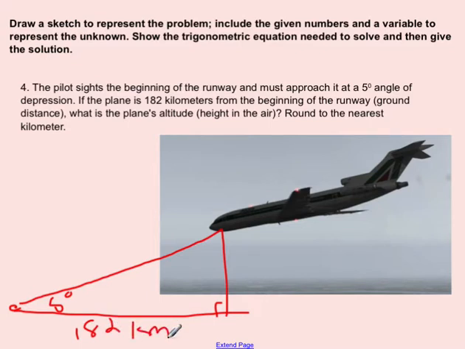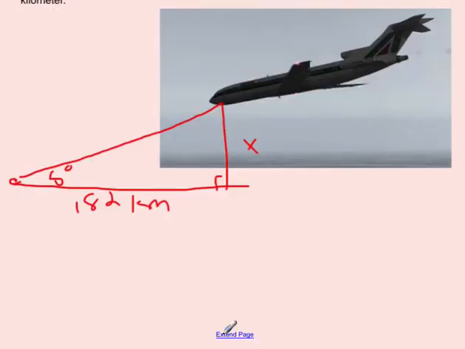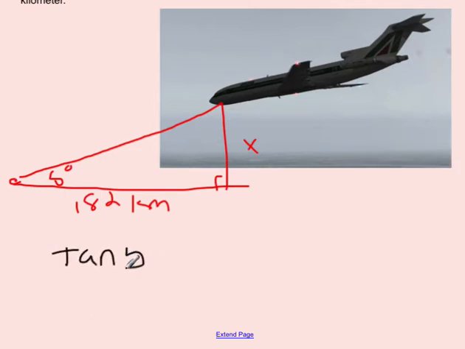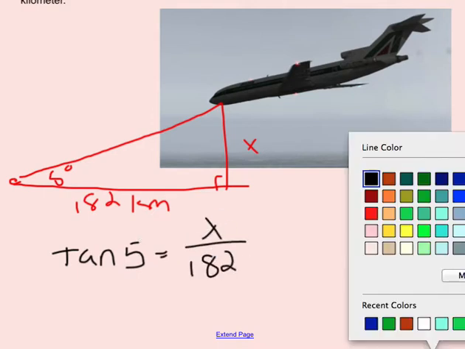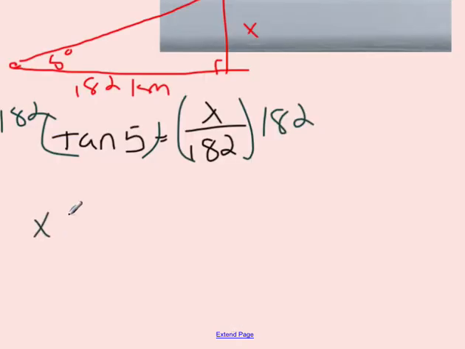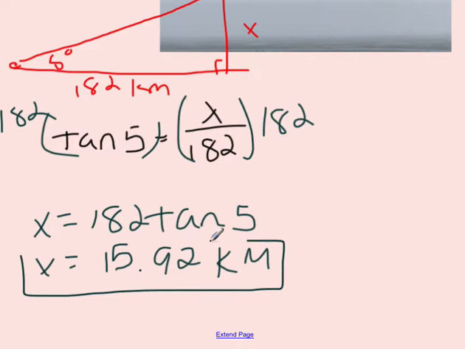So how high up are we? What's our altitude? That's going to be x. So again, in this equation, I know my opposite and I know my adjacent. So let's go ahead and use tangent again. So tangent of 5 degrees is equal to our opposite over our adjacent. So now we need to solve this for x. So to do that, I need to multiply both sides by 182. And then I get that x is equal to 182 tangent of 5. Okay, so then when you multiply that out in your calculator, you end up with 15.92. And again, we want to make sure we label that kilometers.